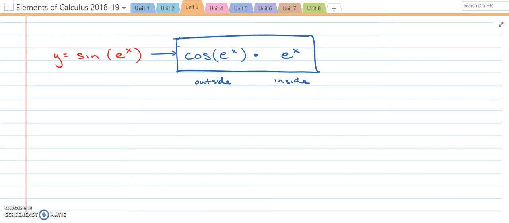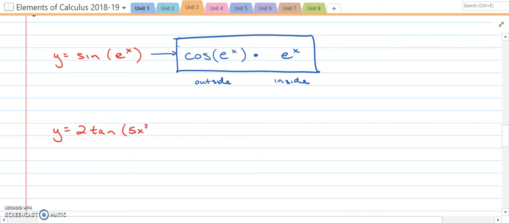So how can I step up the level of difficulty? Well, of course, I could start to add extra pieces to it, and that's going to be the main thing that can change. How about a 2 times the tangent of 5x squared? This time, again, the tangent's not going to change. That 2 that's in the front is just a coefficient. It's going to stay there. 2 times the secant squared of 5x squared. That's your outside.